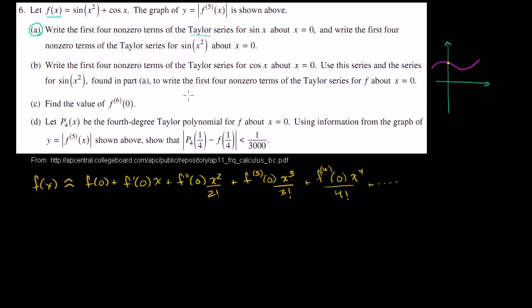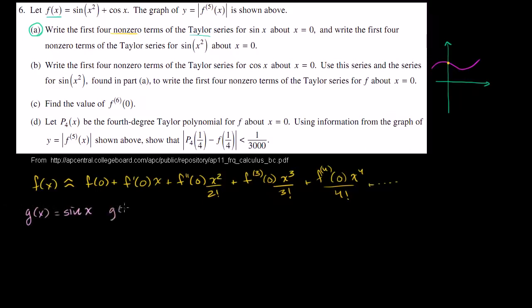So what they want us to do is find the first four non-zero terms of the Taylor series for sine of x. Some of you might already know this. We actually covered this in the video where we show Euler's identity, but we'll do it again right over here. Let's call it g of x because they already defined f of x up here. Let's say that g of x is equal to sine of x.